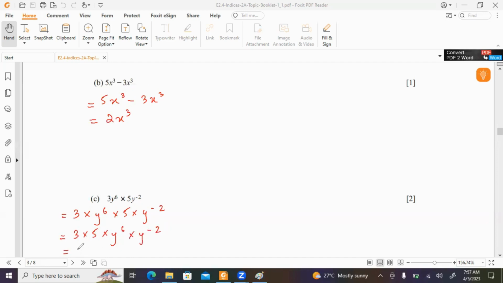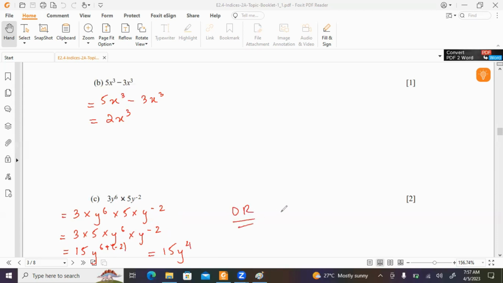We know 3 times 5 is 15. And for y to the power of 6 times y to the power of negative 2, similar bases are being multiplied again, so we will add the powers. So when we add the powers, we're getting 15 times y to the power of 4.